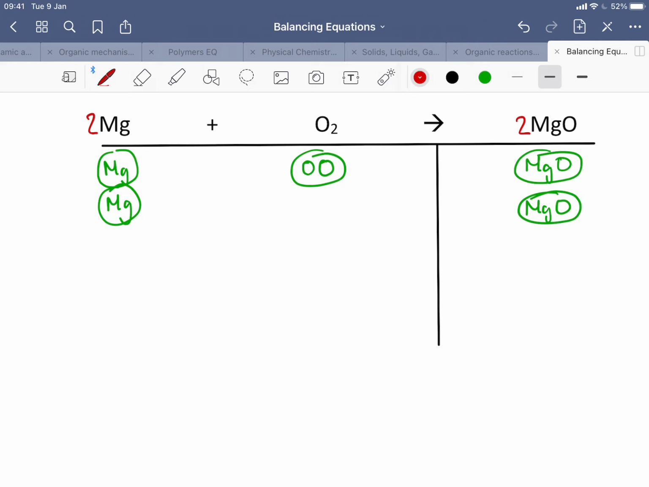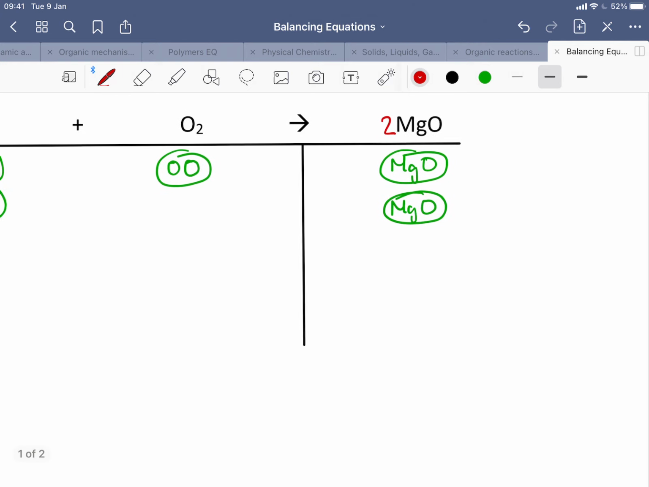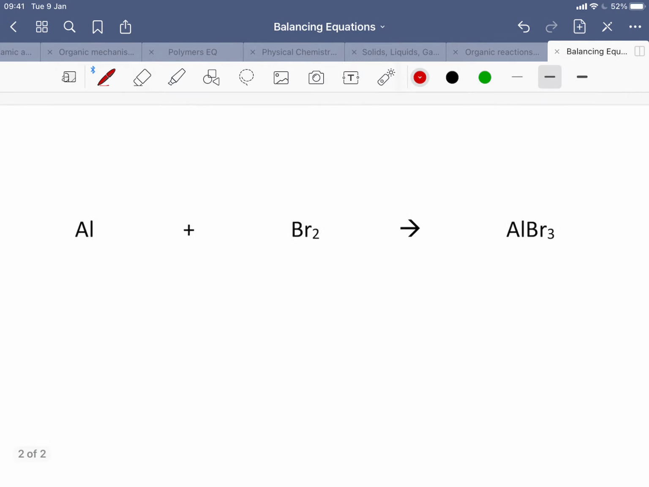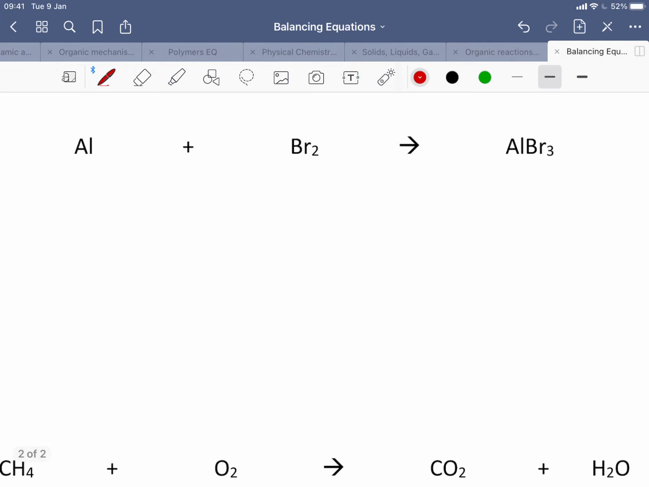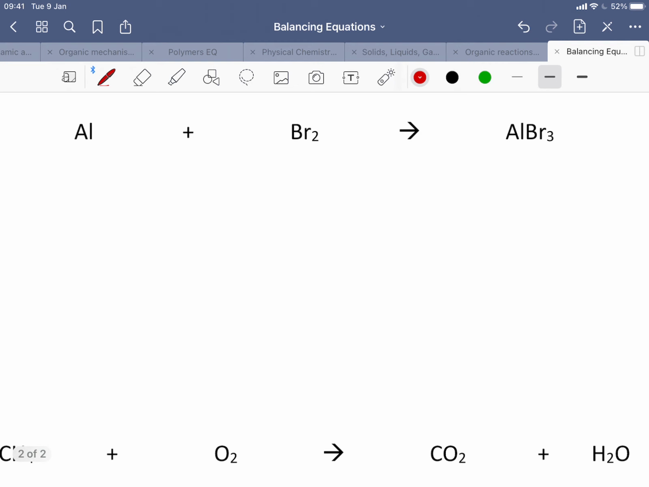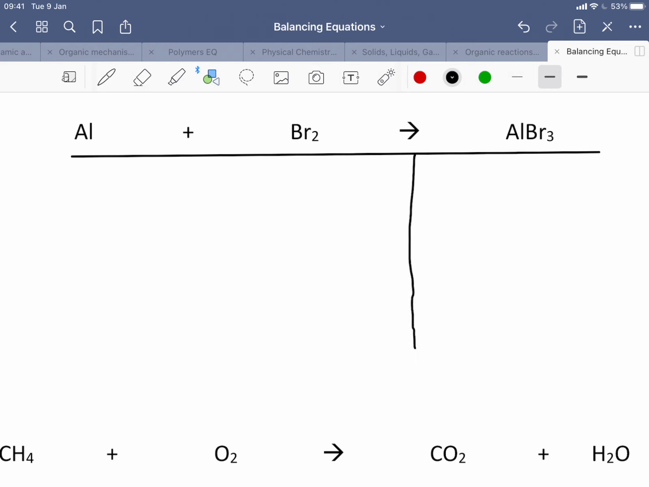Okay, so now let's take it a little bit further. So we're going to have a new type of equation. All right, so not like the ones we've just seen before, or maybe it is. Maybe it's a metal and a halogen. Well, anyway, we'll see, won't we? So split it in half. Make sure you're separating the reactants from the products.